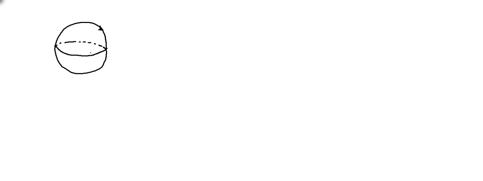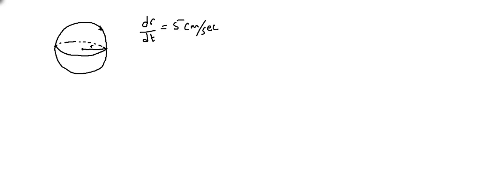Given a sphere of radius r. Here we have the radius. This is the center, and this is the radius r. Suppose the radius of the sphere is increasing at the rate of 5 centimeters per second. So dr/dt is 5 centimeters per 1 second.